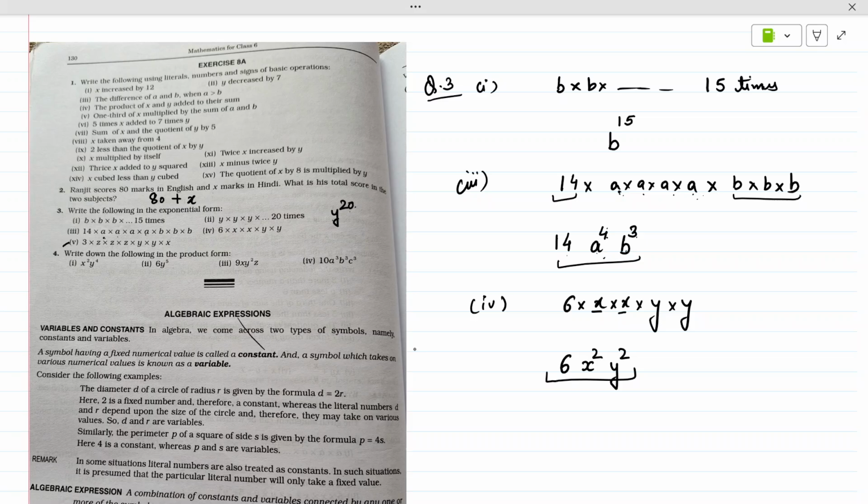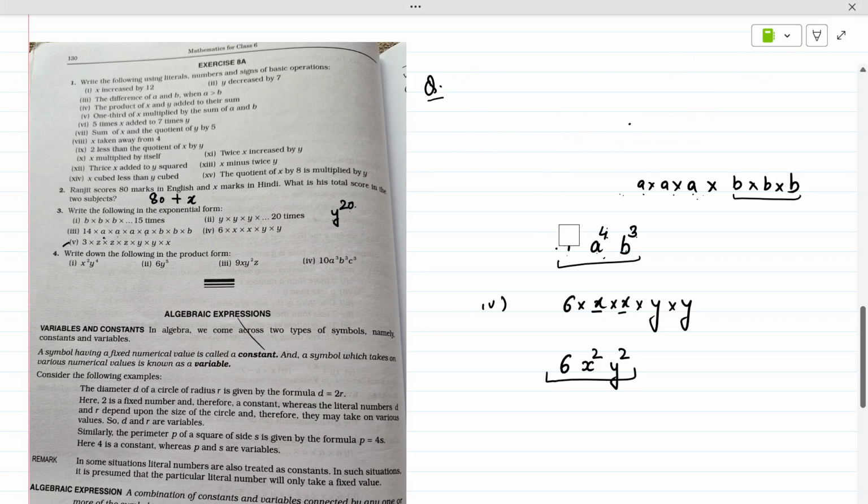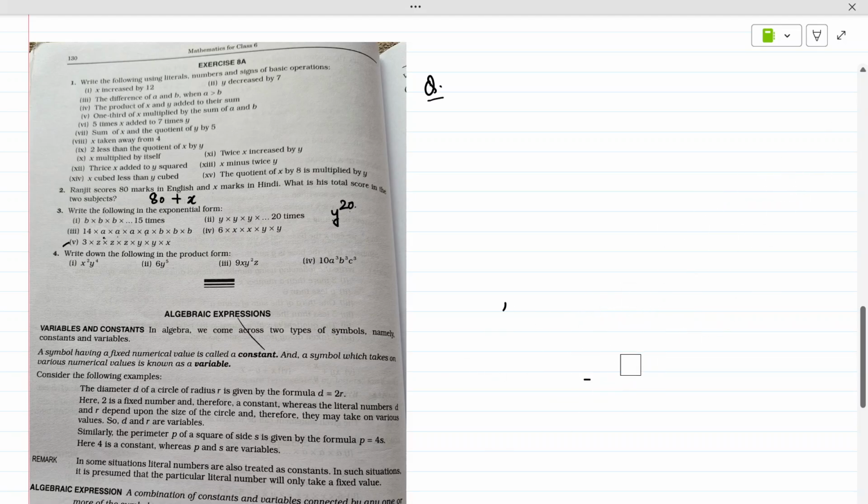Okay. Now question number 4, where we are given some terms, and what we have to do is write them in their product form. Okay, so in question number 3, we were given the product form, and we have written it in the exponential form and the algebraic form. And now we are given the algebraic form, we have to write it in the product form. This reverse we have to do.